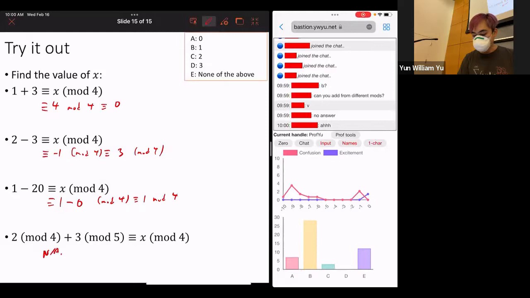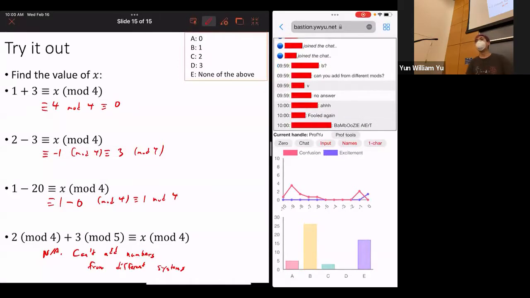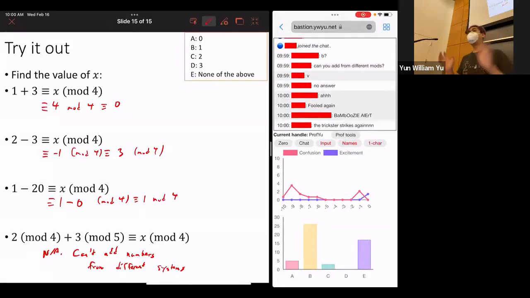You can't add numbers from different systems, or at least we haven't defined how to do it. And this particular thing is not something people do. In general, you sometimes can add numbers from different systems, but you have to be really careful about how you do it. And in this particular case, there isn't really a way to add numbers from mod 4 and mod 5, or from any 2 different mods. So if you ever see me ask this kind of question, it is a trick question, and you cannot do it.